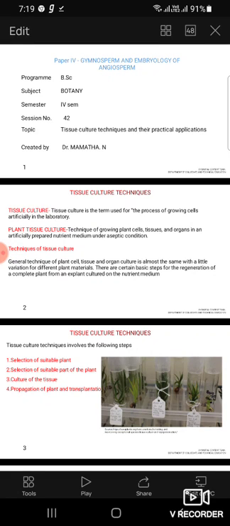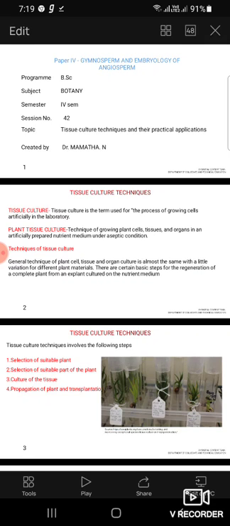Tissue culture techniques and their practical application. Tissue culture is a term used for the process of growing cells artificially in the laboratory. And plant tissue culture is a technique of growing plant cells or a tissue or organ in artificially prepared nutrient medium under aseptic condition. The techniques of tissue culture.